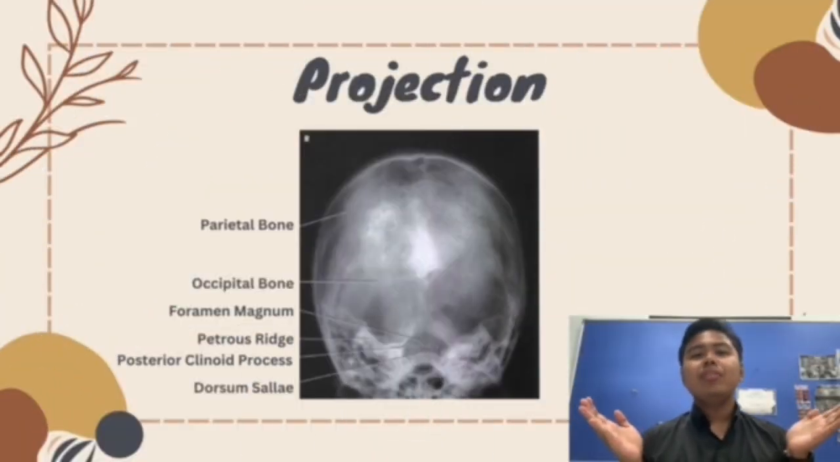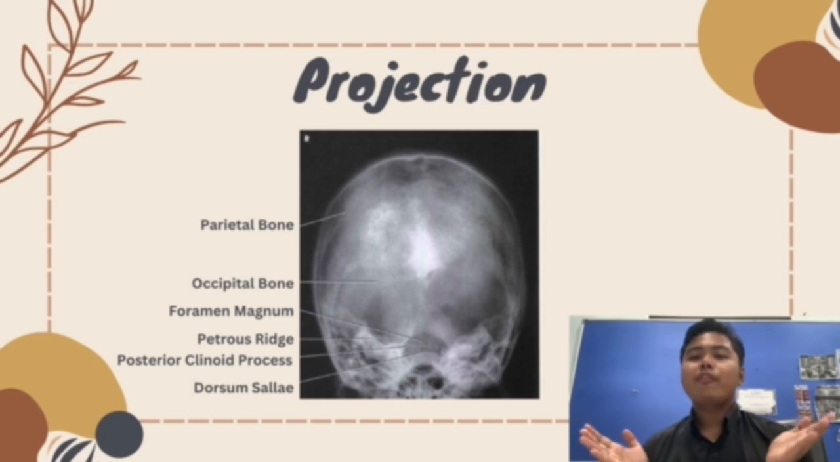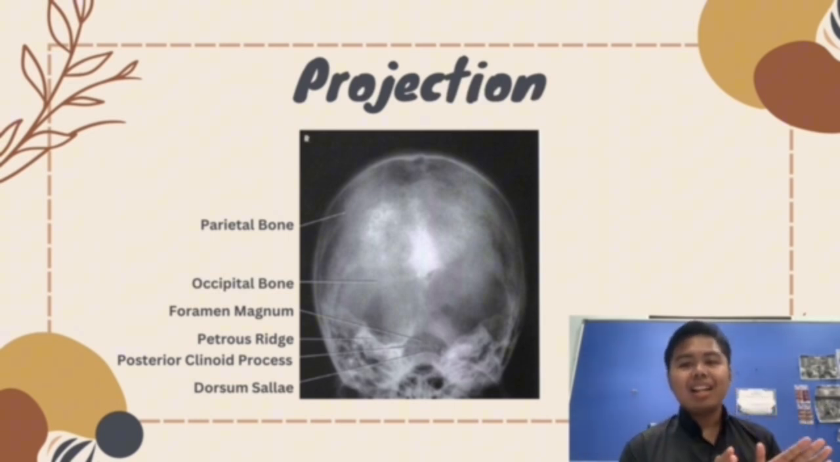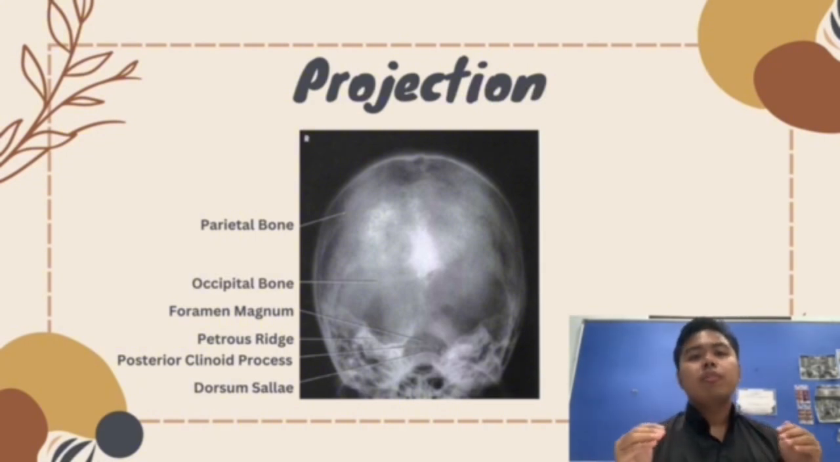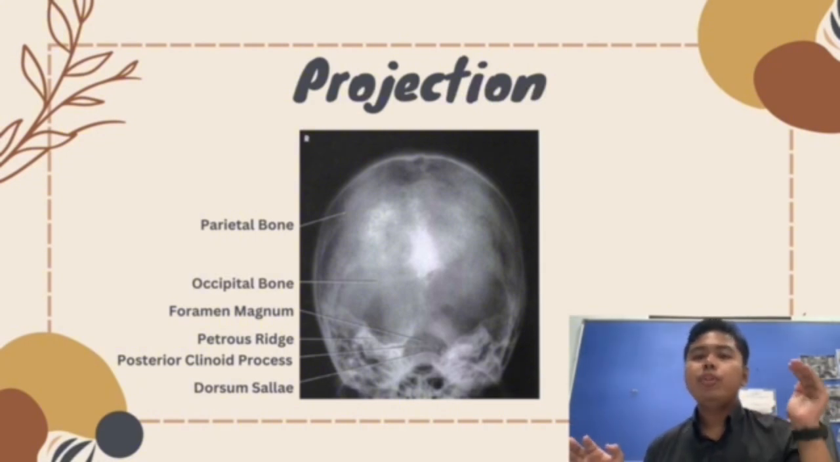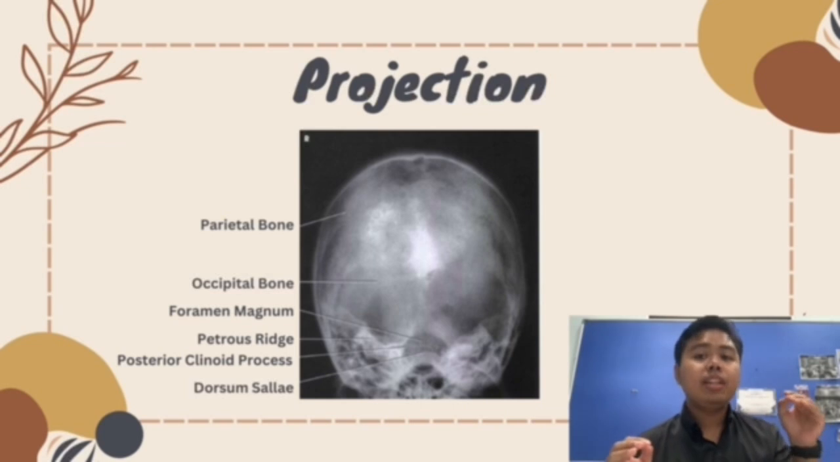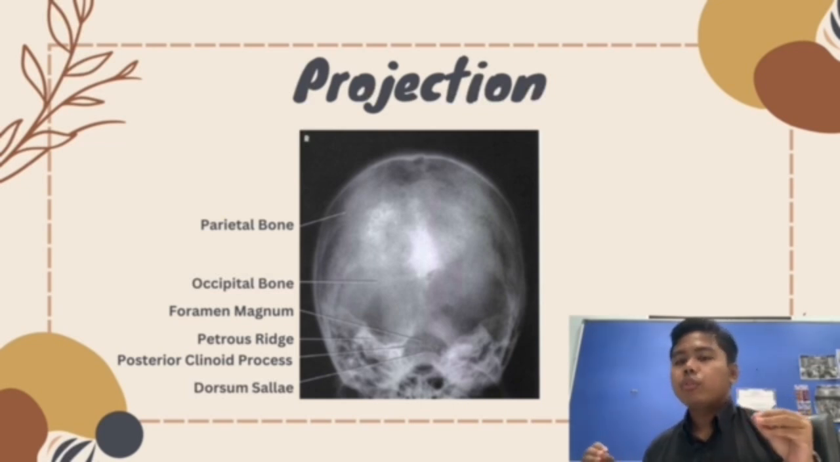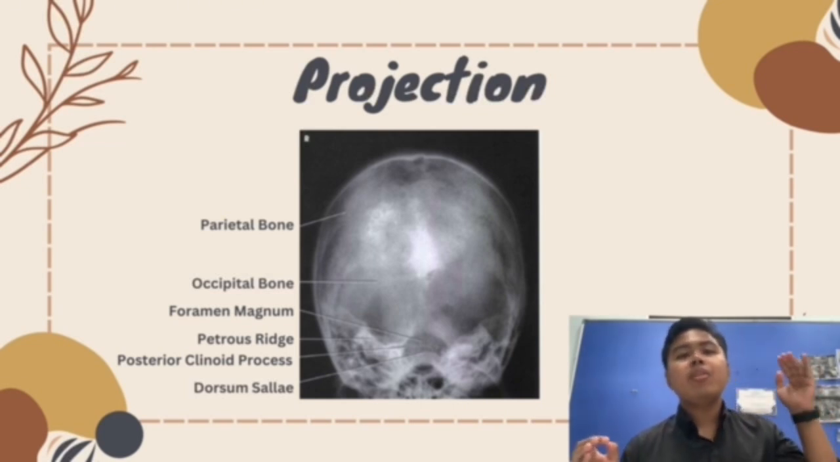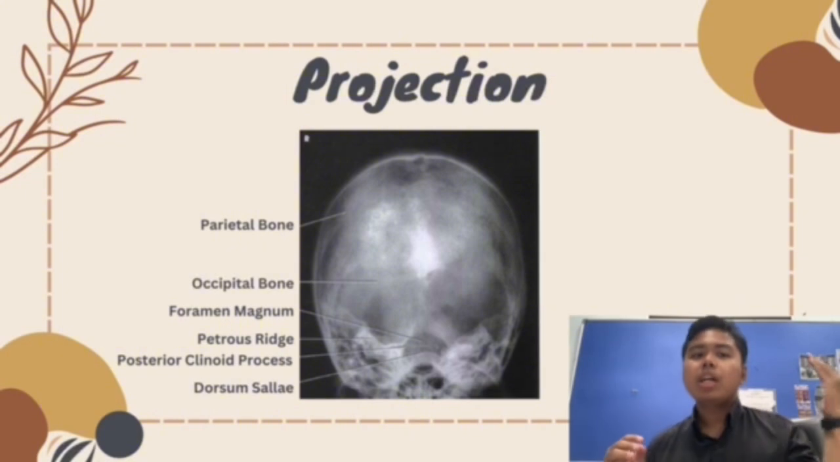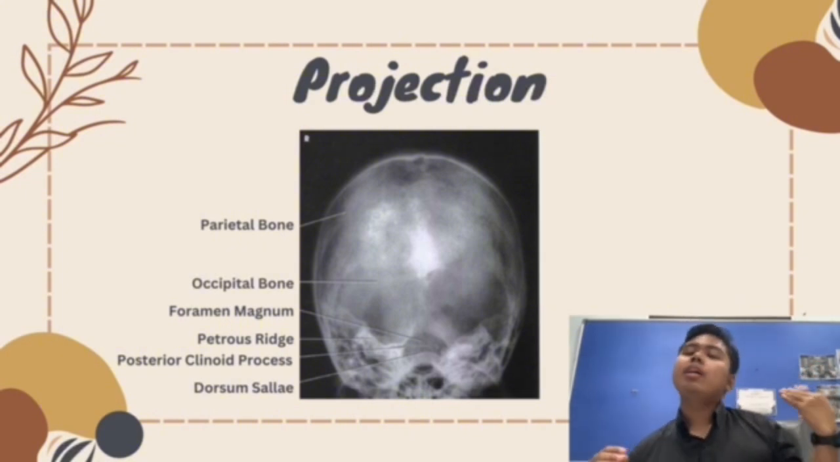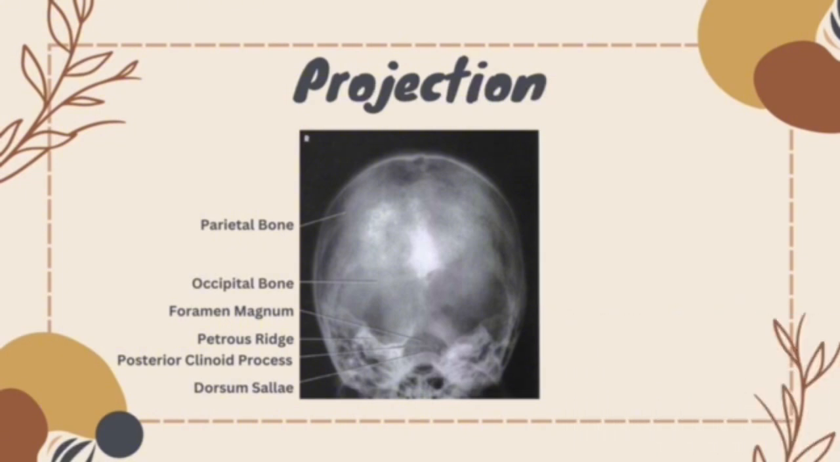This is a normal radiograph of the epiaxial skull, also known as the Town method. For this projection, there are a few structures that we can see in the radiograph. The first one from the top is the parietal bone, and the second one is the occipital bone, foramen magnum, petrous ridge, posterior clinoid process, and the last one is dorsum sellae.